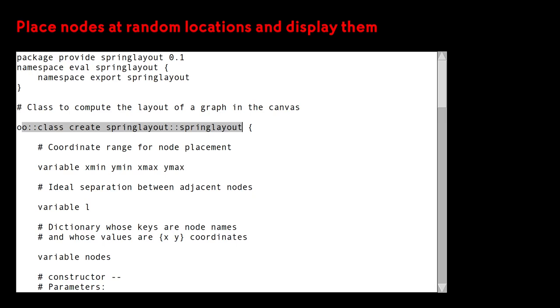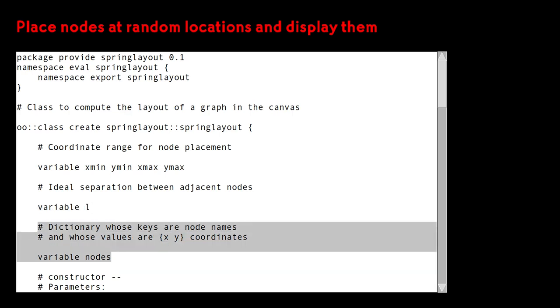I know up front the layout will need the boundaries of the region in a canvas that the display will have to fit in, plus a value that gives the ideal length for an edge. In addition, we'll obviously need a place to store node names and coordinates. In the spirit of doing the simplest thing that could possibly work, I'll use a hash table whose keys are the node names and whose values are coordinate pairs.